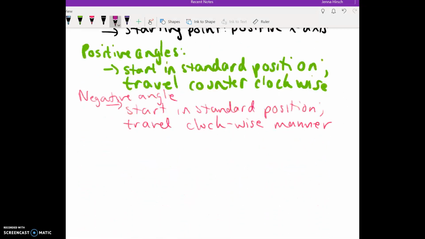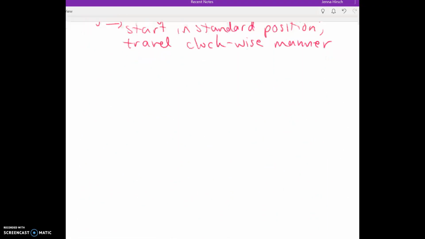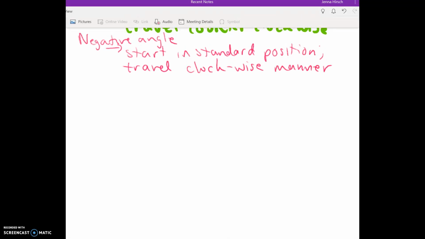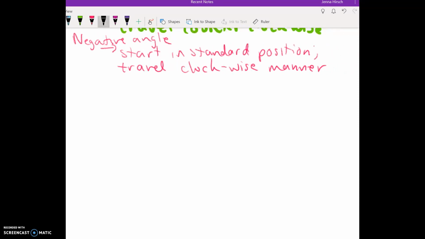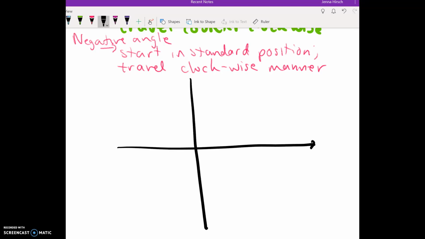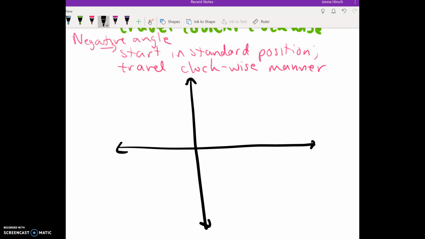All right, so let's get a little bit more of a hand on what we mean when we talk about measuring angles on the Cartesian plane. Let's sketch another Cartesian plane. There we go. It's two nice lines here for the Cartesian plane. All right, so if we were to sketch an angle on this Cartesian plane, remember that our starting point is the positive x-axis. So we're going to call that our 0 degrees. This is our starting point.